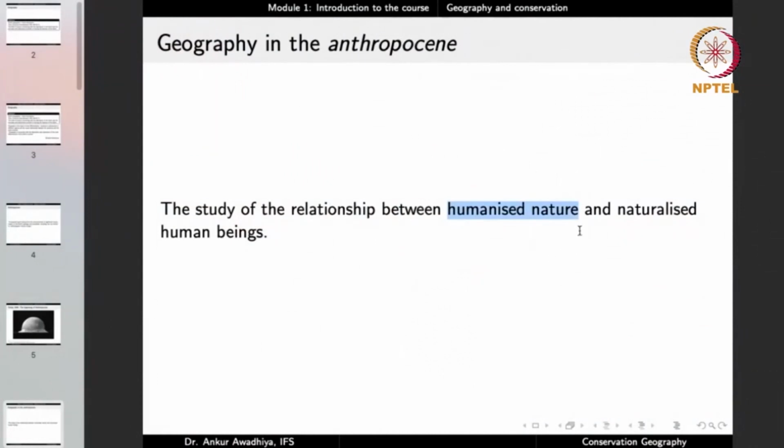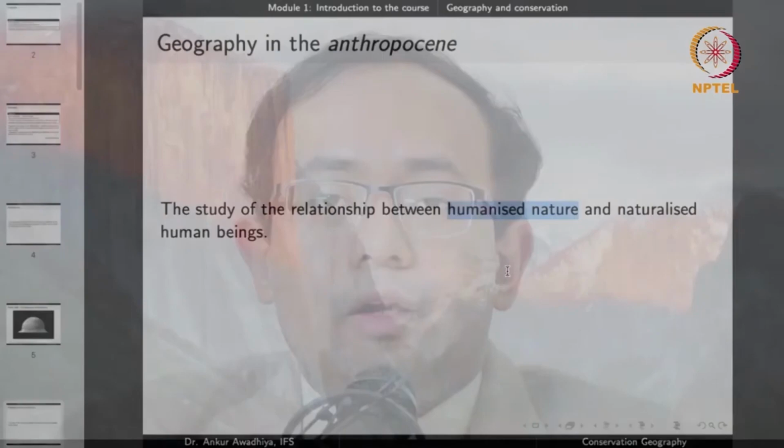If you look at the river banks, you will find that there is a regular extraction of minerals like sand from the river beds or from the river banks. So anywhere you go, you will find that there is a huge impact of human beings. And so now nature itself has become humanized. That is, there is a large amount of impact of human beings on nature. So nature is no longer the primitive natural nature that we had before the Anthropocene.